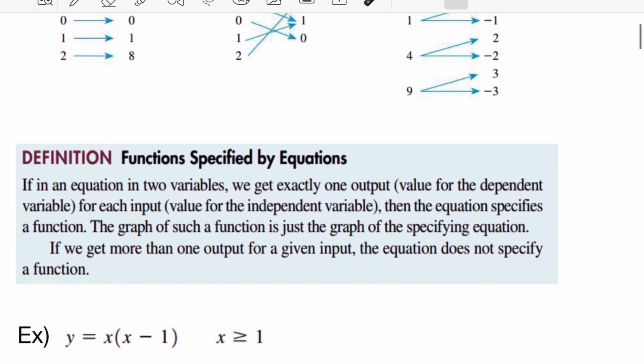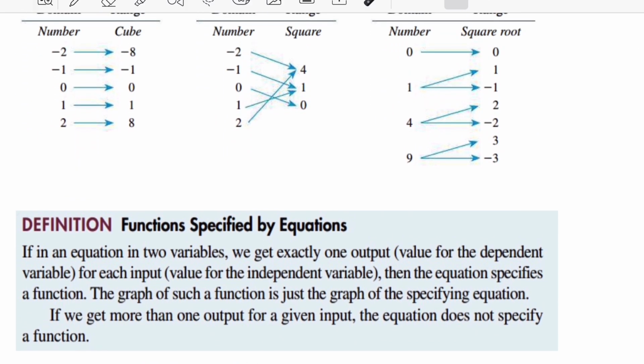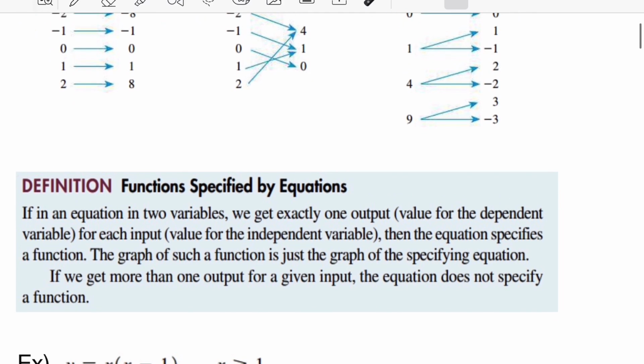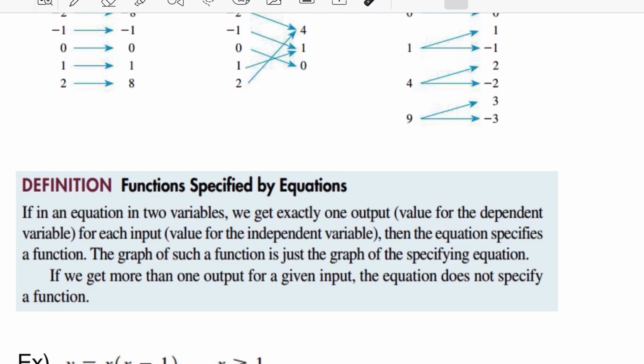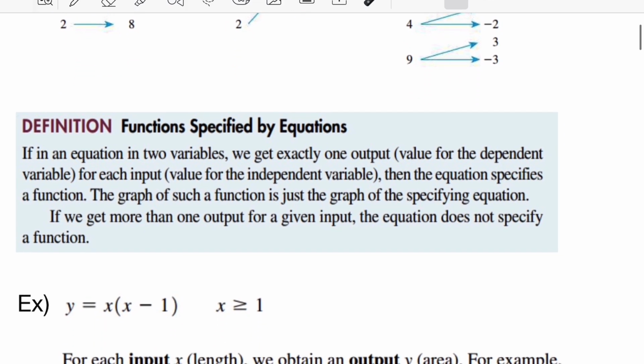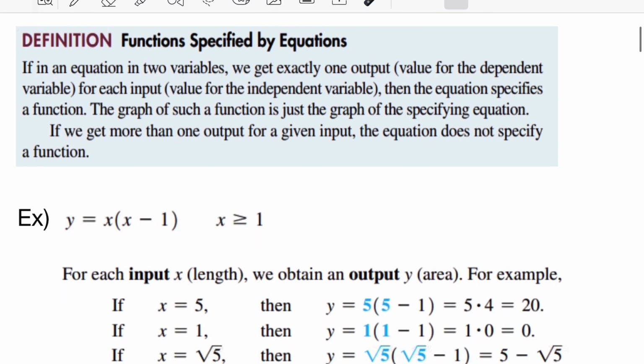Now, functions are often specified by equations, and so this follows the same rules as well. In an equation with 2 variables, we want to get exactly one output for each input. If that's the case, then the equation does specify a function. And so for example, if we were given this function here, y is equal to x times x minus 1, and this is our domain here for all values of x greater than or equal to 1. We see that for each input, each x value, we obtain only one output, only one y value.